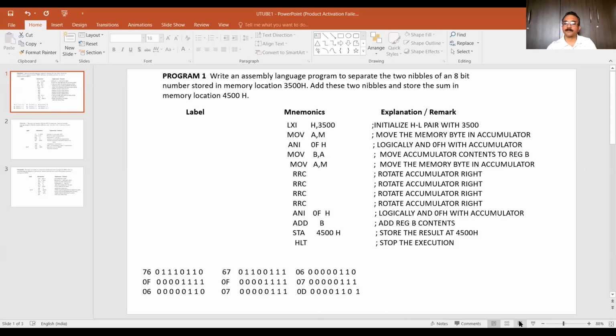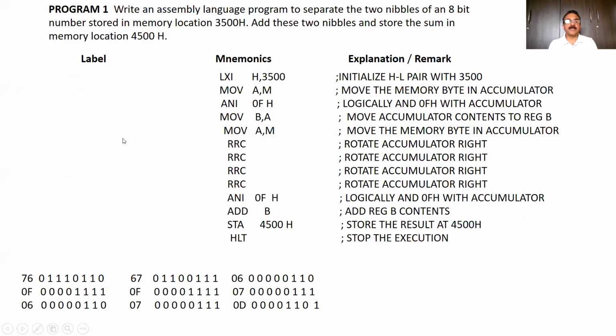Now today we are going to see few programs. Let us go to today's program. Look at the statement here. Write an assembly language program to separate the two nibbles of an 8-bit number stored in memory location 3500H. Add these two nibbles and store the sum in the memory location 4500.